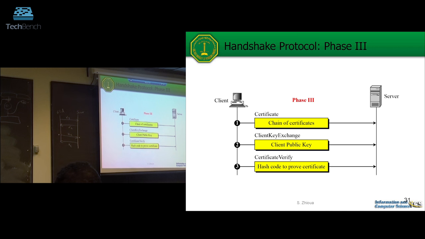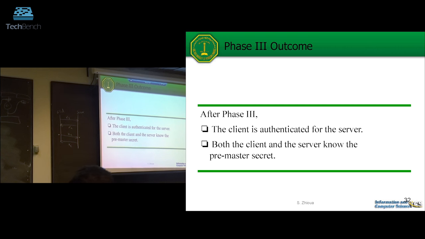Clear so far? So this is the client authentication phase, basically. In this client authentication phase, the client authenticates itself, and it will send the pre-master secret. So after this, the client is authenticated for the server. Both the client and the server know the pre-master secret. When the client sends that, of course, it is encrypted. Both of them will know the pre-master secret.